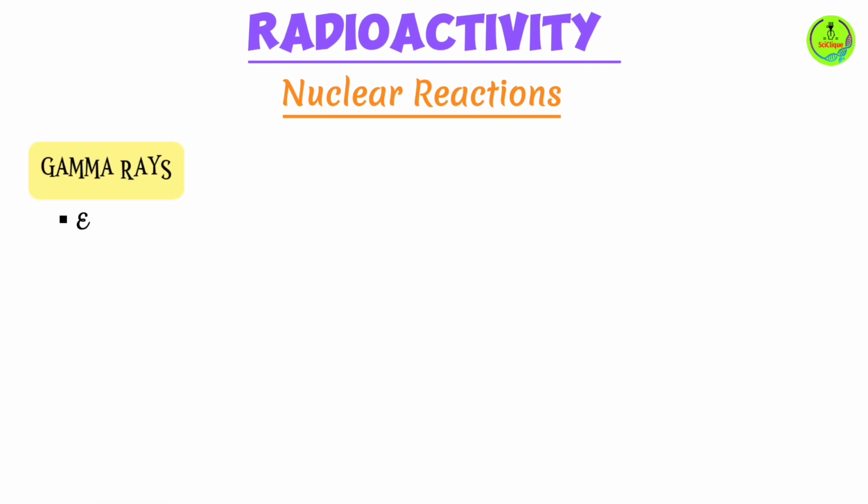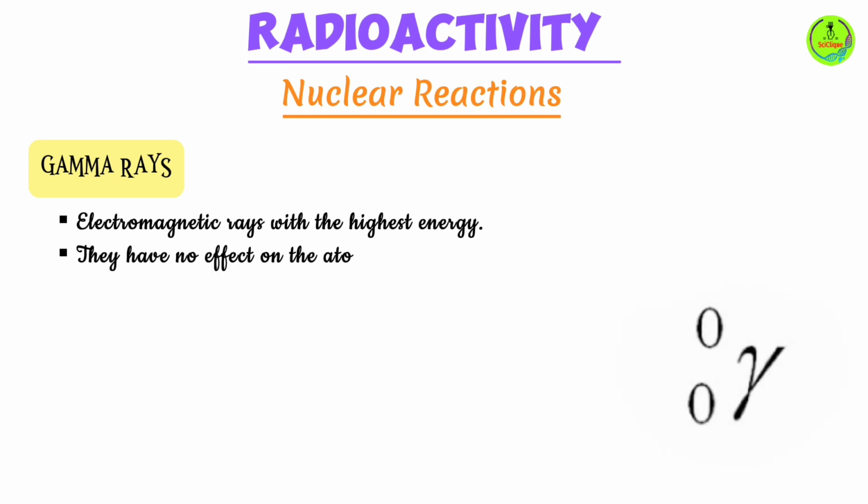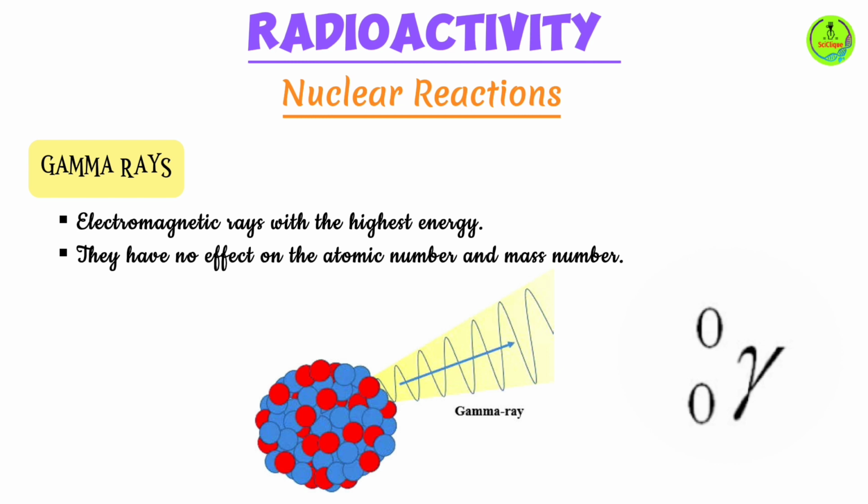Moving on to the last one, the gamma rays. Now, gamma rays consist of electromagnetic waves. They have no mass and no charge. So they have no effect whatsoever on the mass number and atomic number. And this is how they are represented.